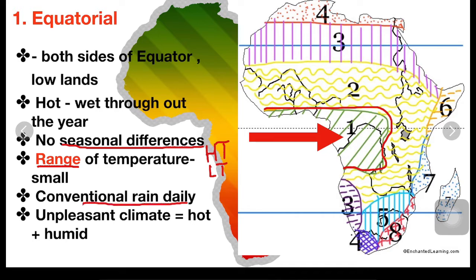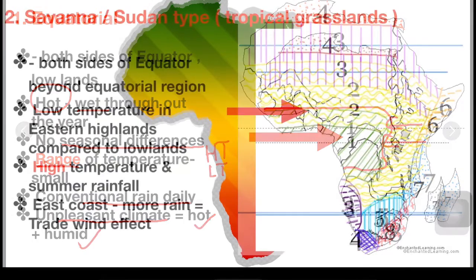As this region receives convectional rainfall daily, it is wet throughout the year, and as this region receives direct rays of the sun, it remains hot throughout the year. That is why it is known as hot and wet region. Because of this, the climate over here is quite unpleasant. It is very, very hot, humid, and that is why it is considered a very, very unpleasant climate.